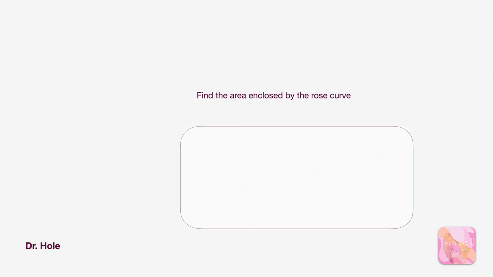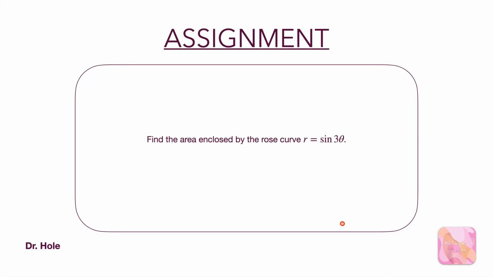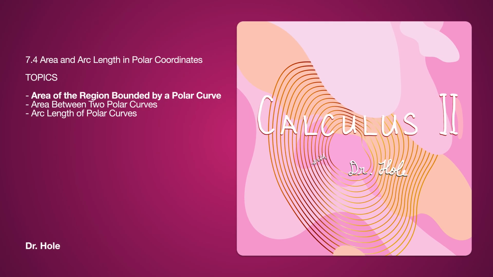Very nice. Here's one for you to try. This rose curve, as mentioned, will have 3 petals. Find the total area of all 3 petals. That was area of a region bounded by a polar curve.